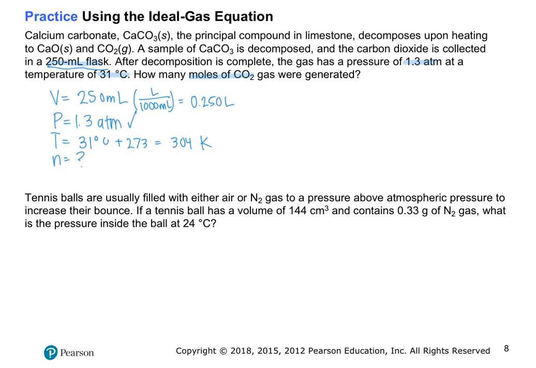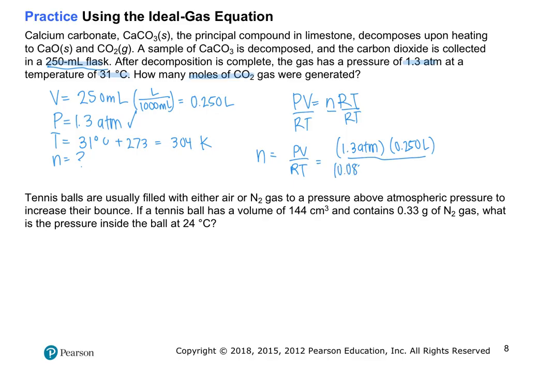And now we can plug in. So we're going to use PV equals nRT. We're solving for n, so we're going to divide by RT on both sides. So we get n equals PV over RT, and now we can plug in our numbers. Pressure is 1.3 atmospheres. Volume is 0.250 liters. R is our proportionality constant, 0.0821 liter atmosphere per mole Kelvin, and our temperature of 304 Kelvin.